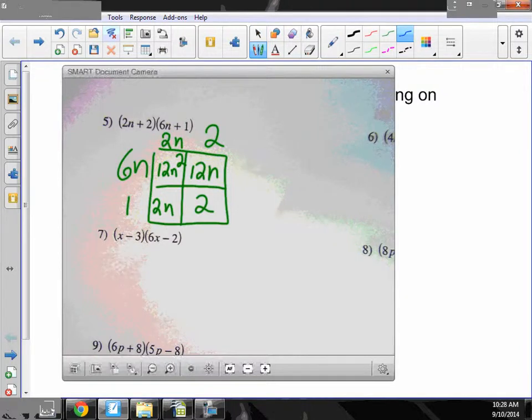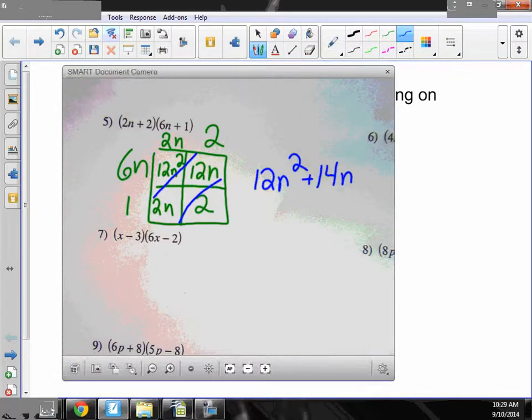So if you look now, we kind of have these diagonals of like terms. The top left diagonal is the n squared diagonal, and it's all by itself. So the answer would be 12n squared. The middle diagonal contains all of the n terms. We have a 12n and a 2n, which gives me 14n total. And then the bottom right diagonal is the constant one, which is just a 2.